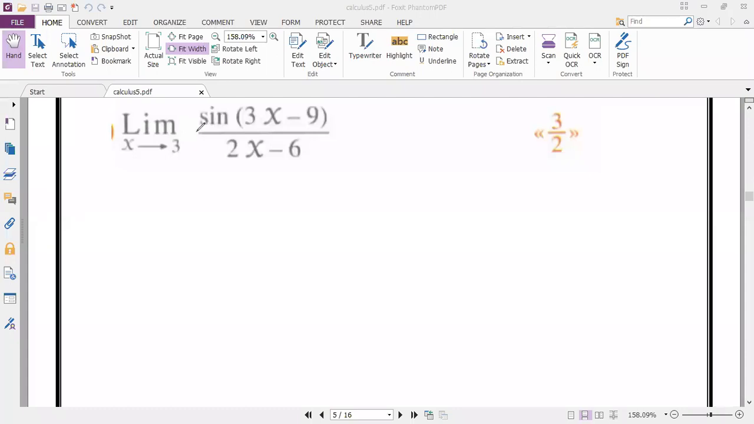How can we find the limit of sine 3x minus 9 over 2x minus 6? You know that the limit of sine x over x equals 1, and let's say the limit of sine 5x over 3x. That will be equal to what? You will divide the top and the bottom by x, so you will end up with 5 over 3, or we can write it directly.